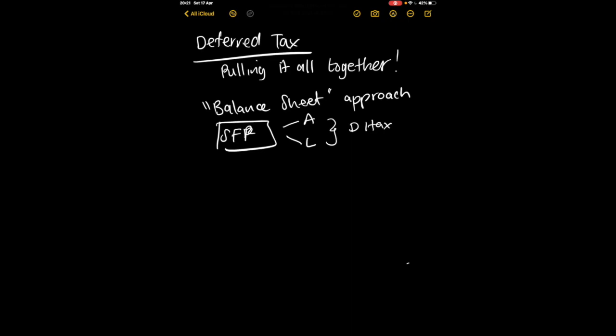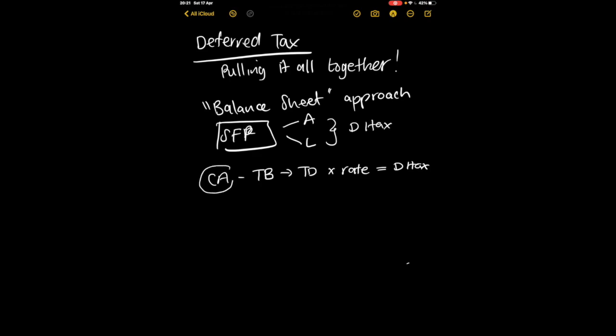So how do we go about calculating our deferred tax? Our calculation simply is we take the carrying amount, we compare the carrying amount to the tax base to then give us a temporary difference. That temporary difference is multiplied by the applicable tax rate to then give us our deferred tax. Now let's look at each of these components individually.